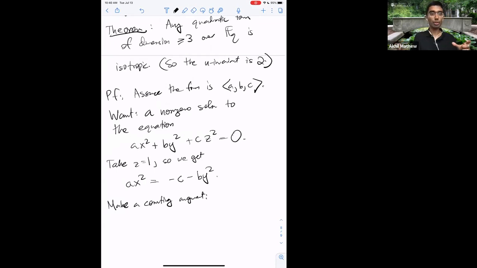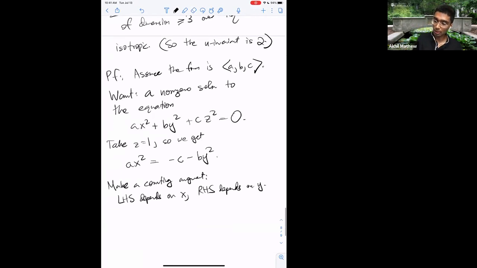Well, we observe that the left-hand side only depends on x, and the right-hand side only depends on y. So we have a function of x and a function of y, and we just want to show that their ranges overlap. So the left-hand side depends only on x, the right-hand side depends on y, and we want to show that the two functions have ranges that overlap.